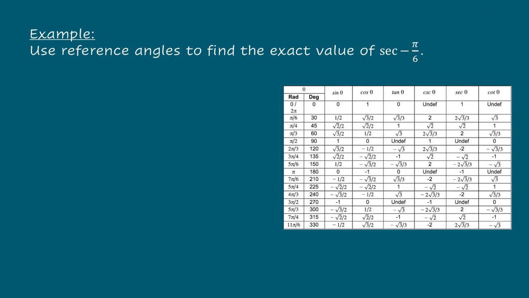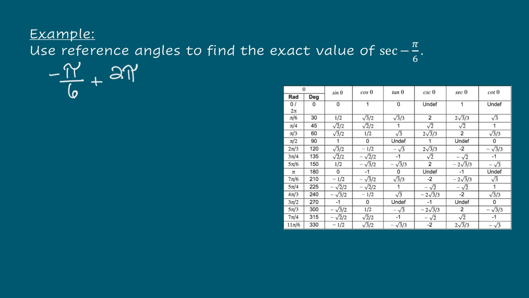All right, let's do one more. Let's find the secant of negative pi over 6. This is a negative value, so we're going to add 2 pi in order to get into the positives, in order to get between 0 and 2 pi before we find our reference value. So let's take negative pi over 6 and add 2 pi.